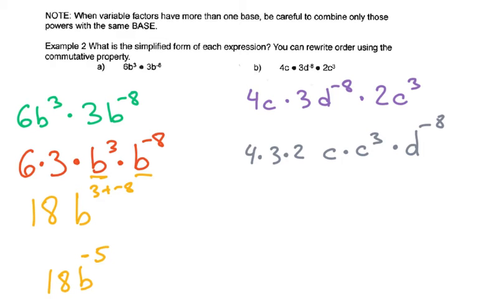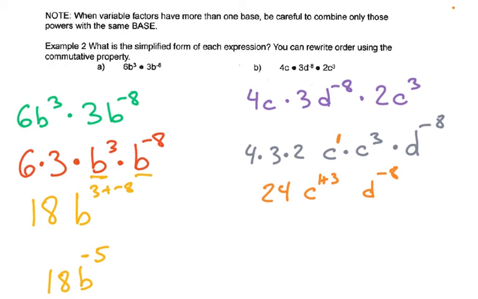And so from here, we can say that this is 4 times 3 is 12, 12 times 2 is 24. The c's, remember there's a 1 technically here, so this is c to the 1 plus 3. And then we have d to the negative 8. Notice I did not put my c's and d's together because they are not like terms.